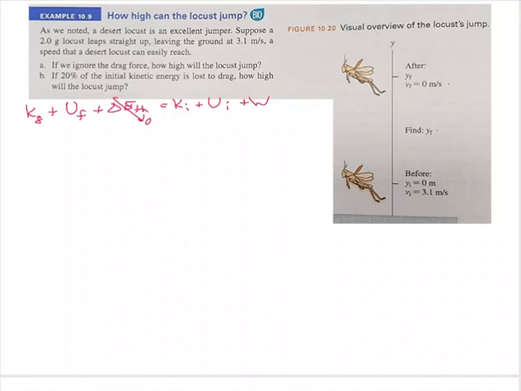Okay, what else is 0? Work. If we isolate the system, which we can do, because all we're doing is jumping up with this locust and coming back down. What is the system then? The system would be the locust and the earth, and that's basically it, right? Then we can say that there is no work being done. Okay, is there anything else we can get rid of?